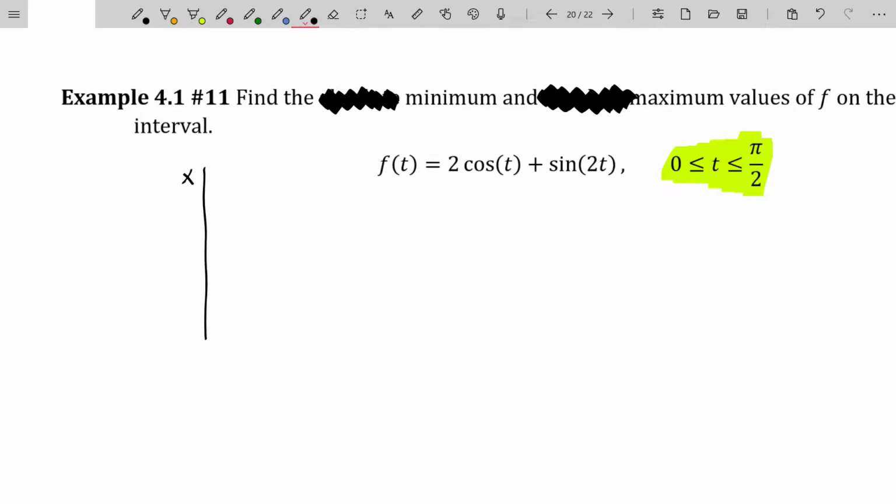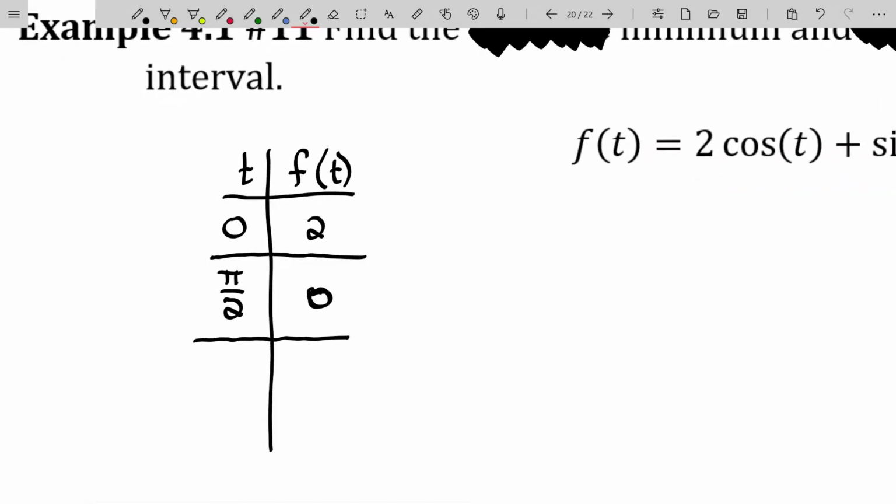So t versus f of t. The interval goes from t equals 0 to t equals pi over 2. I'll just plug those values in. At time 0, sine of 0 is 0, cosine of 0 is 1, so that's 1 times 2. And then at time pi over 2, cosine is 0. At time pi over 2, sine of 2 times pi over 2, sine of pi, that's actually 0. So it's pi over 2 comma 0. Of those two values, we have an absolute max at 2 and an absolute min so far at 0.